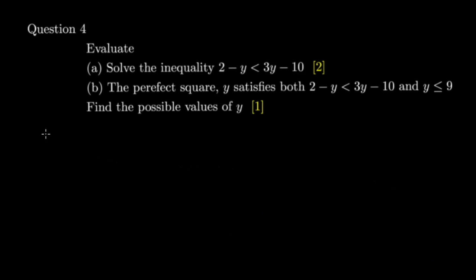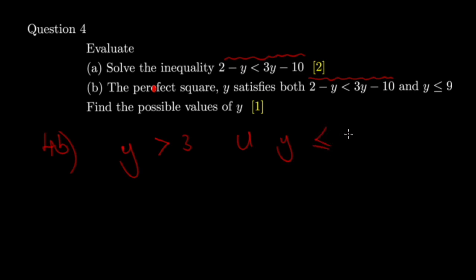And then for 4b, now you're asked for the perfect square y that satisfies both. Recognize this one is exactly as this one, so we can use what we had that time. What we had was y greater than 3. So this is what we had, and we want to combine it with y less than or equal to 9.